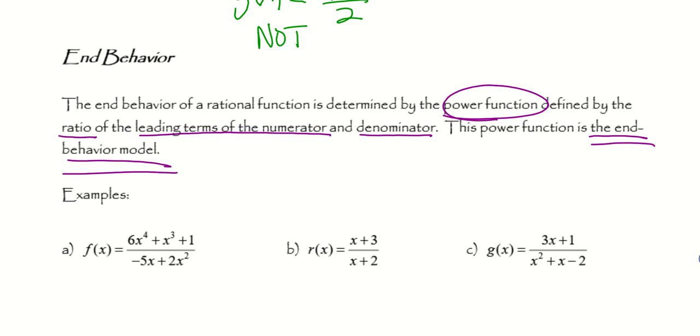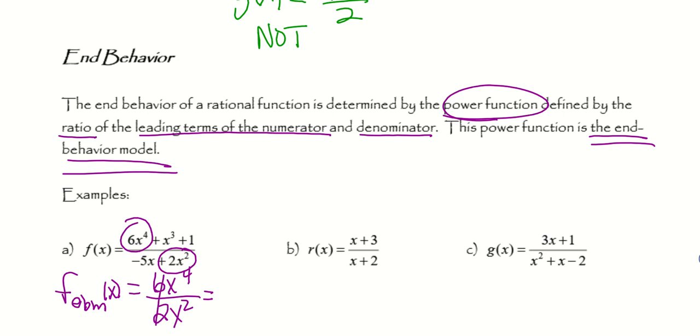So in this first example, I have f of x. In the numerator, I have a 4th degree term, the highest degree term on the top, and I have a 2nd degree term, the highest degree term on the bottom. So my end behavior model for f will be the ratio of 6x to the 4th, my leading term from the top, and 2x squared. I reduce that. 6 divided by 2 is 3, and x to the 4th divided by x squared is x squared.